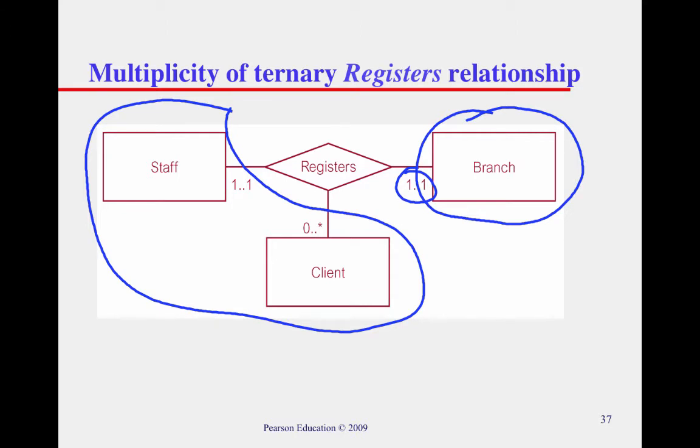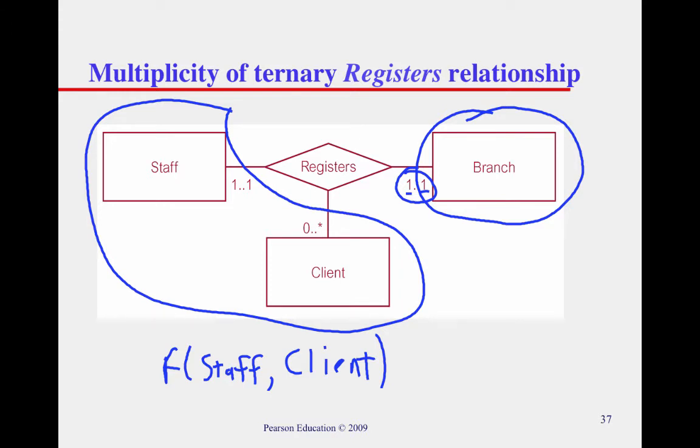Okay? So think of it as though you have a function where you have a staff person and you have a client. And how many branches can you have for a staff person who's registered a client? Okay, it's exactly one. A client is going to be associated with a specific staff member and a specific branch. So it's both a minimum of one, which is the one here, and a maximum of one, which is the one there.